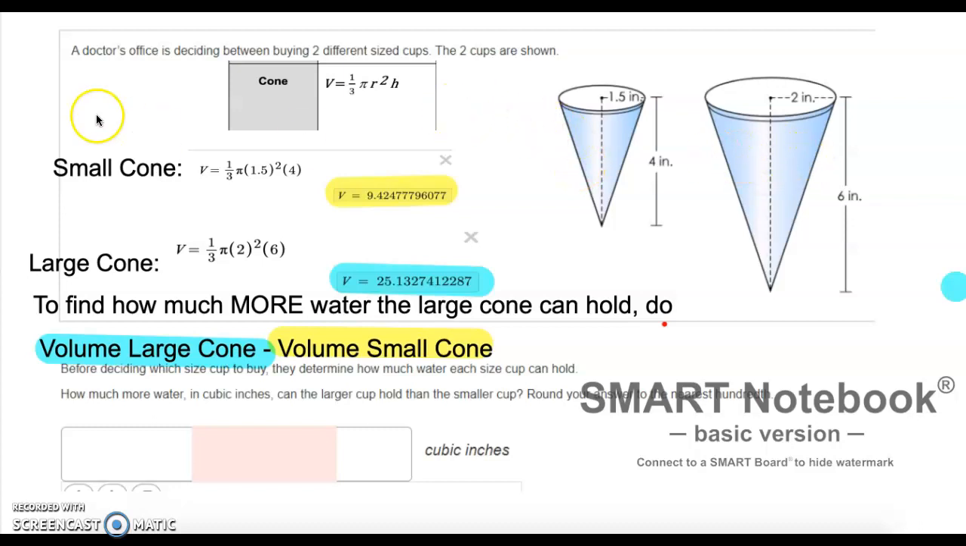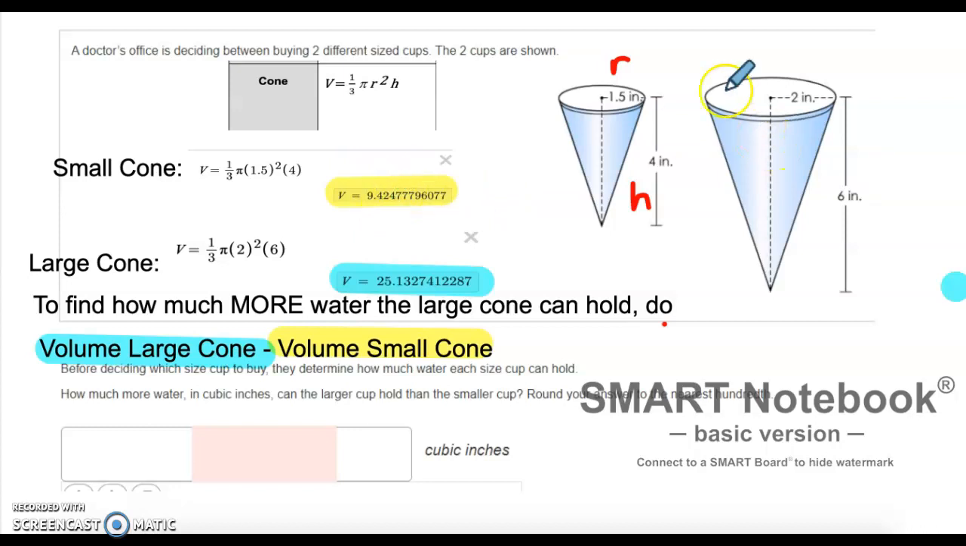So here to calculate the volume of the small cone, remember we said that the radius was 1.5. Remember the radius is the distance from the center of the circle to the perimeter. And we said that the height is 4. So you take these values and you substitute them in the volume formula. So volume of the small cone is equal to 1/3 times pi times 1.5 squared times 4. When you type that in Desmos, you get that the volume of the small cone is equal to 9.42477796077 inches cubed. We don't want to round that number or do anything with it yet. We're just going to keep it here.